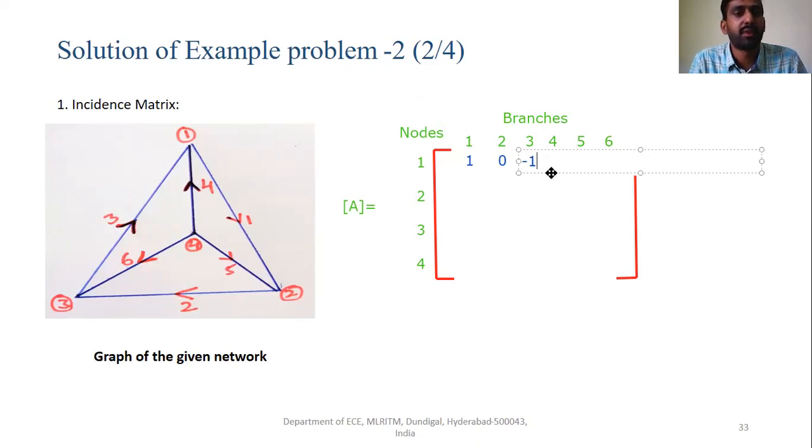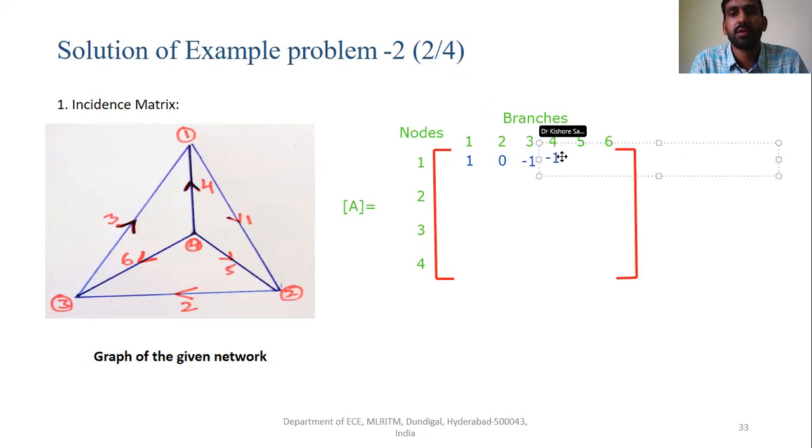So let us come to the branch number 4. You can look here. The direction of the branch number 4 is also oriented towards node number 1. So if it is oriented towards node number 1, the element is going to be -1.